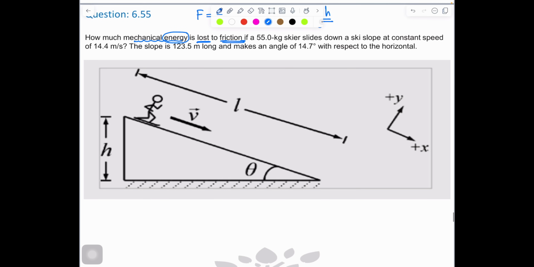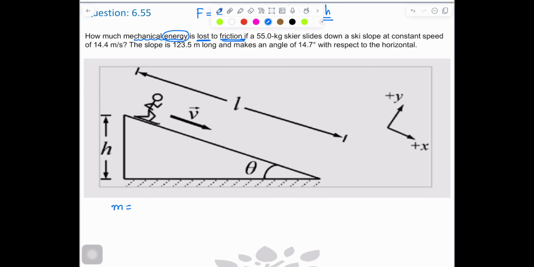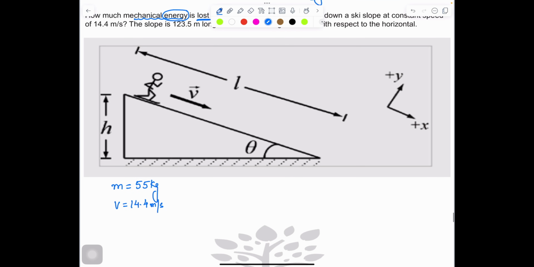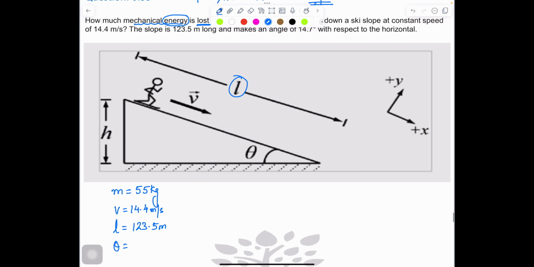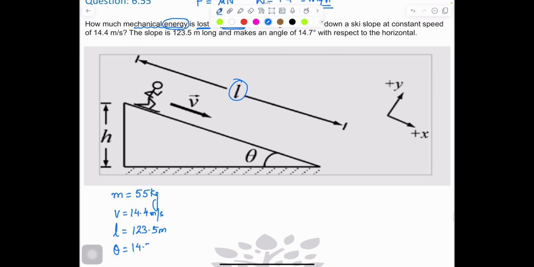Okay, so mass is given. Mass is 55 kg, slides down a ski slope at a constant speed. Velocity is given 14.4 meter per second. The slope means the length. Okay, the length is 123.5 meter, makes an angle theta is equals to 14.7 degree with respect to horizontal.